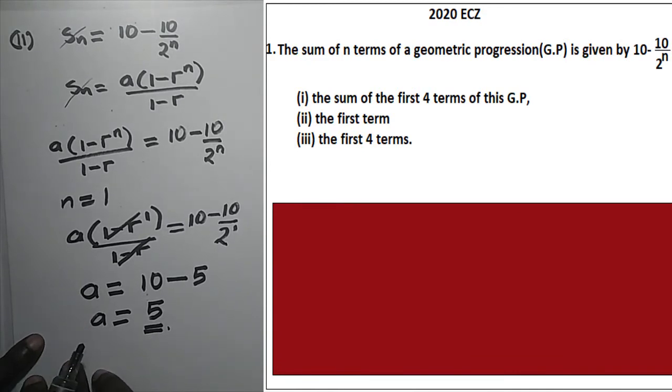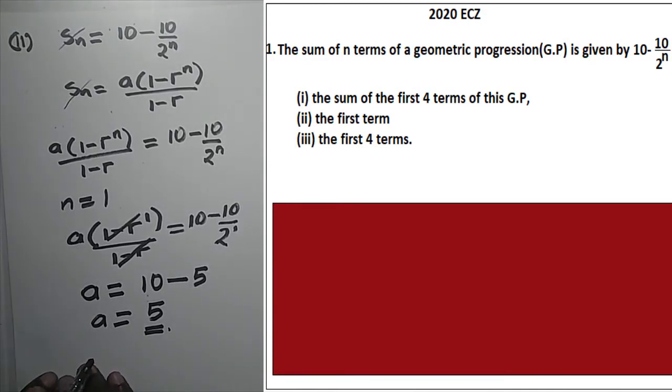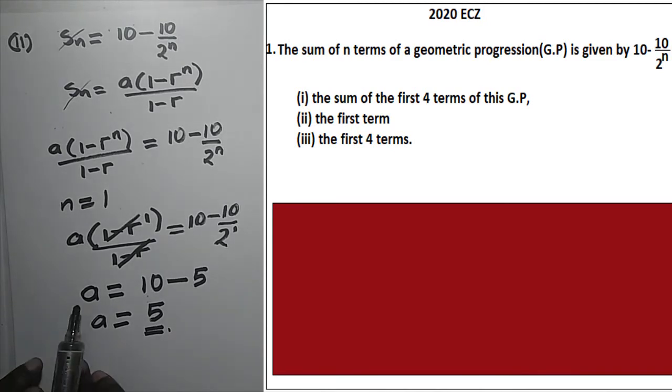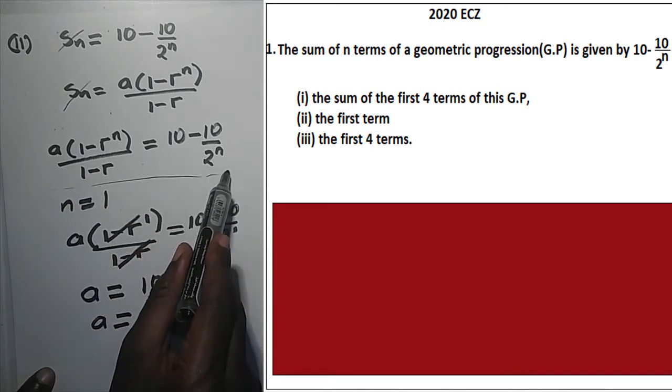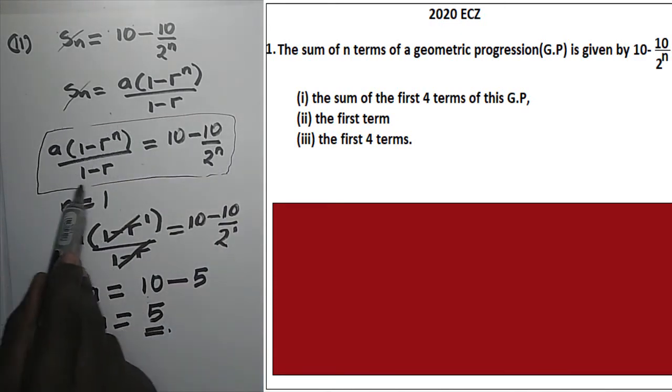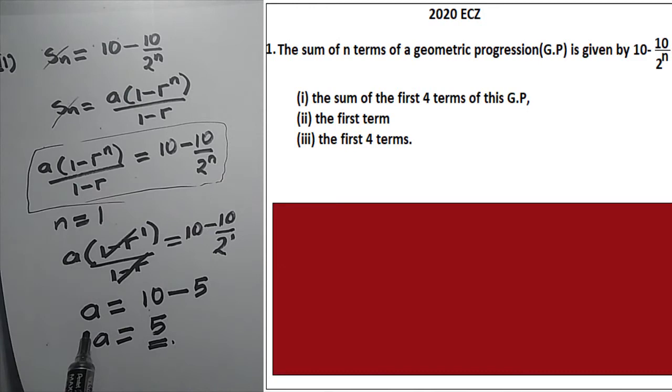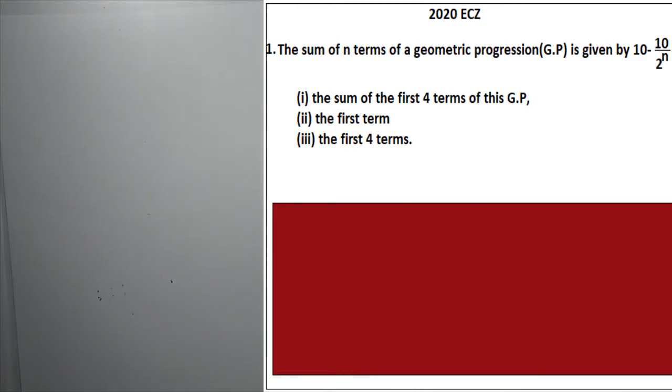Now we can go to the third question, which says find the first 4 terms. So to find the first 4 terms, you need the common ratio. You already have the first term, but now you need the common ratio to find the other terms. So we are going to use the same equation that we have here to find the common ratio. And here is how we use it.